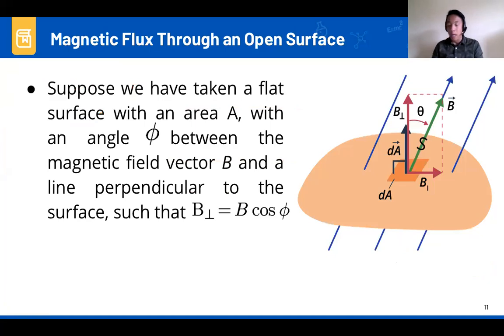So here it will just explain, okay, the same as the electric flux. If something passes through like that, of course in magnetic flux, this one always has perpendicular lines. When we say perpendicular lines, that is 90 degrees. Okay? So suppose we have taken a flat surface with an area A with an angle theta between the magnetic field vector B and the line perpendicular to the surface, such that B perpendicular is equivalent to B cosine theta.